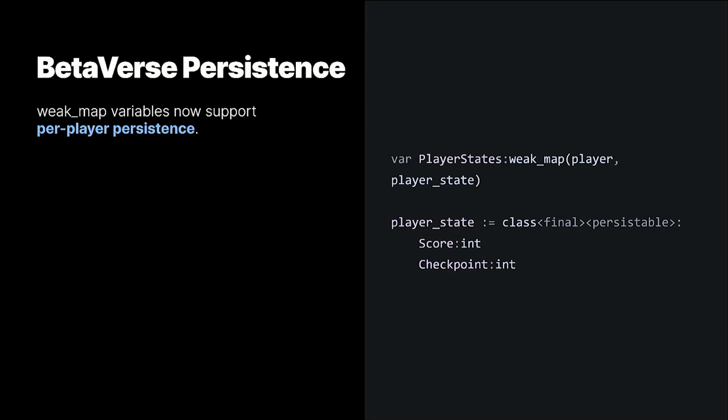But what we've done with this that's actually really exciting and useful for you all is that you can use this for per player persistence now. So we now also allow global variables that are weak maps keyed by player. So when you access this weak map, you're accessing state that will persist for that player forever for all sessions. So that's pretty cool. In this case, we've created a player states, and per player, we're saving a score and a checkpoint.